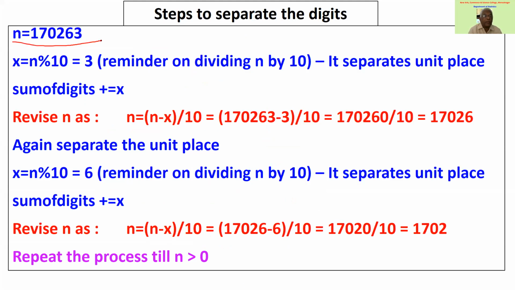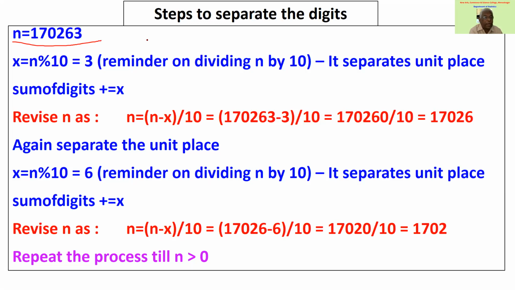See, given number is n, 1,70,263. If I divide by 10 and find the remainder, I will get one number. So in the first step, x is equal to n percent 10. Divide n by 10 and find out the remainder. The remainder will be 3. That is units place. It separates unit place. So sum of the digits is equal to sum of the digits plus x. So you have added 3.